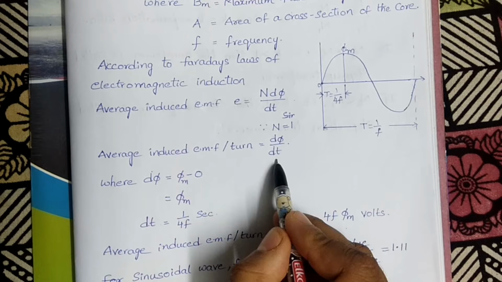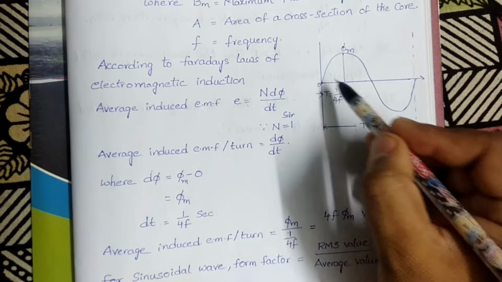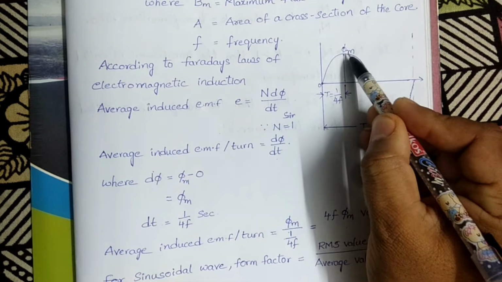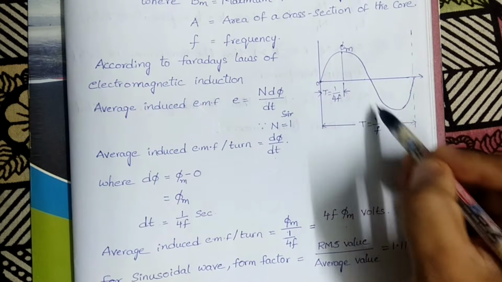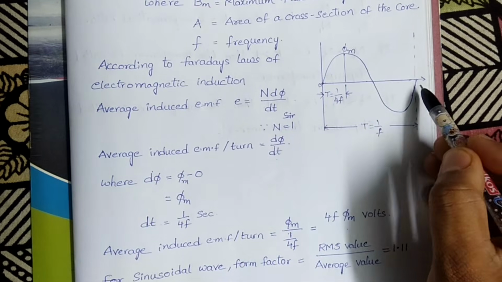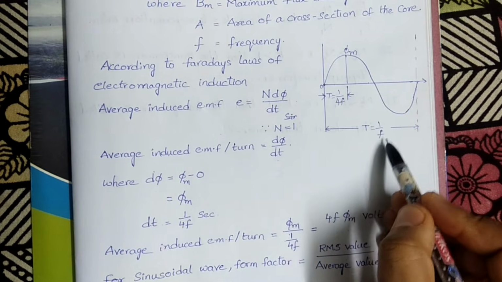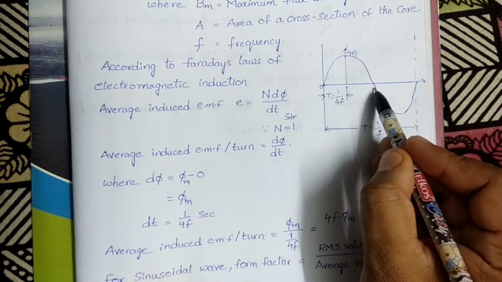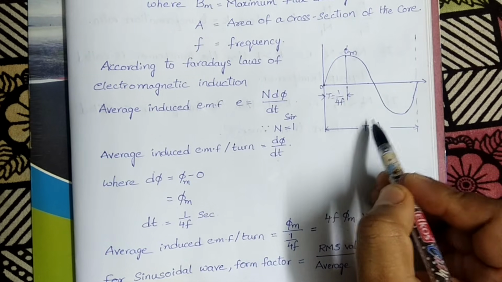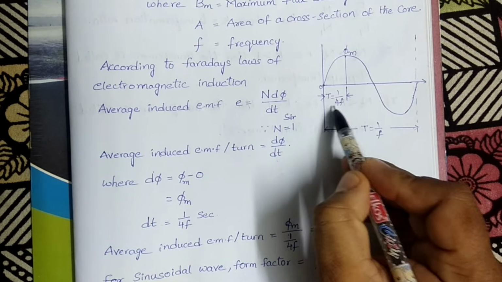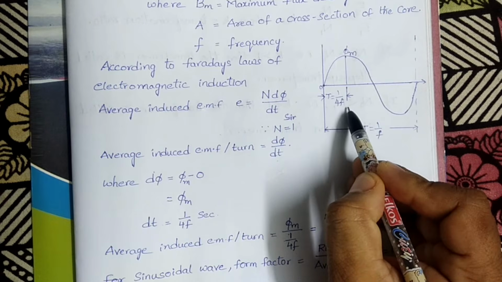And where dt is the change in time, that means the time taken for the flux to increase from 0 to phi m. Actually this is one cycle. So for one cycle, T equals 1 by f seconds; for half cycle, 1 by 2f seconds; for quarter cycle, T equals 1 by 4f seconds.